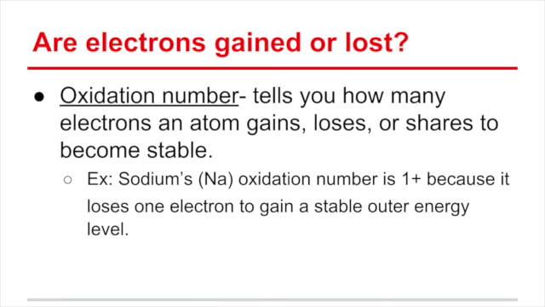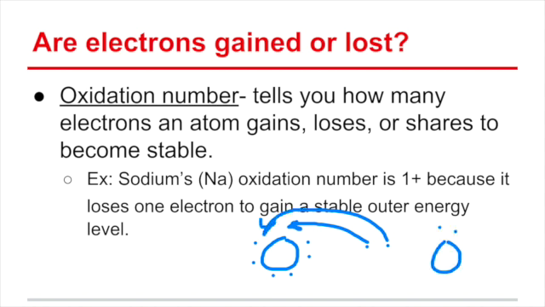Now we can also get numbers other than 1 minus or 1 plus. Here's oxygen's electron dot diagram: 1, 2, 3, 4, 5, 6. Oxygen is closer to having this energy level full, so it's not going to get rid of any. It's actually going to gain not 1, but 2. So now it's full: 1, 2, 3, 4, 5, 6, 7, 8. Since it gained 2 negative charges, oxygen's oxidation number is 2 minus, or it's going to have a minus 2 charge when it becomes a negative ion.